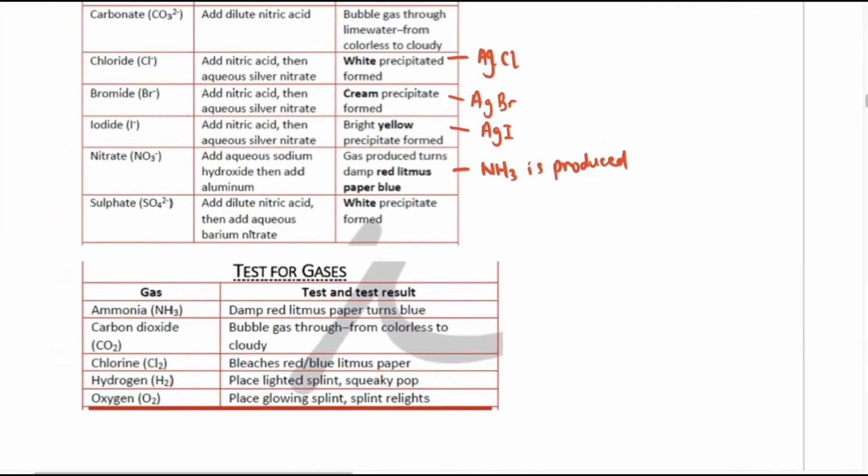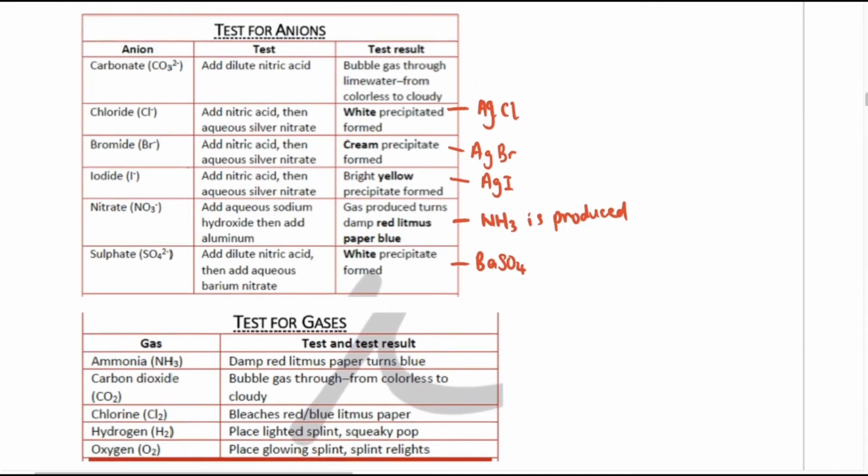Okay, now this one, sulfate. Add dilute nitric acid, then add aqueous barium nitrate. So nitric acid removes the impurity, then you add barium nitrate. The barium will combine with the sulfate to form barium sulfate. So barium sulfate is the white precipitate here. So you need to roughly know why the test result is like that. Okay. This one I forgot to write. This is because of the carbon dioxide.